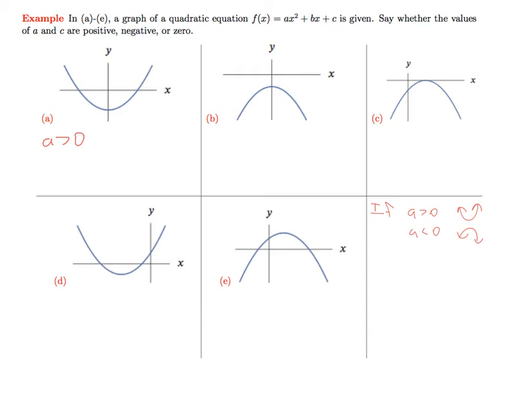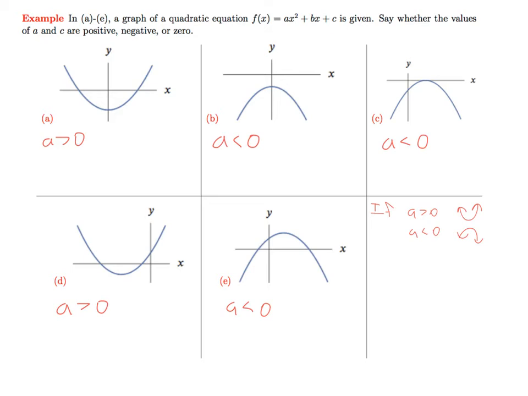In part B, this is opening downward, so the leading coefficient is going to be negative. It's going to be negative in part C because that one opens downward, and it's going to be positive in part D and negative in part E. So again, all we are looking at in determining the sign of the leading coefficient a is if it opens upward, like here and here, a is going to be positive. If the graph opens downward, like in B, in E, and in C, in all of these cases, the leading coefficient is going to be negative.